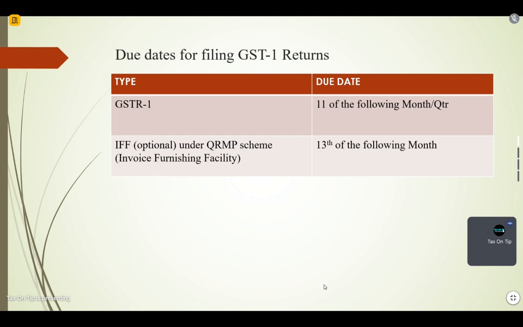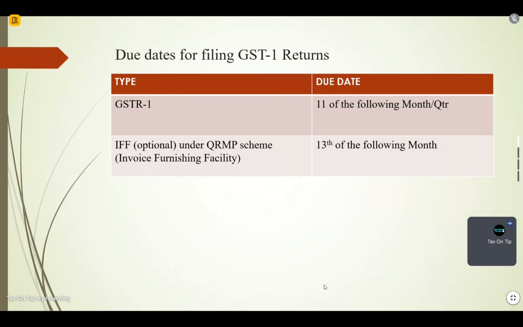Government have started a facility which is called IFF, which is an invoice furnishing facility under the QRMP scheme, which is when, if you have made 10 sales invoices during the month, and you have opted for the QRMP scheme, which is available on the basis of the turnover criteria, that you have a turnover of less than that amount, then you need to file.